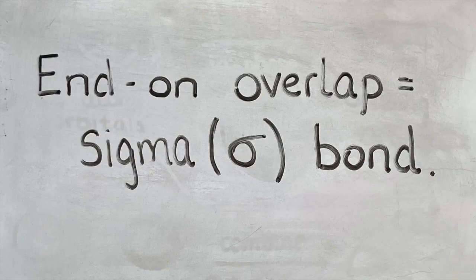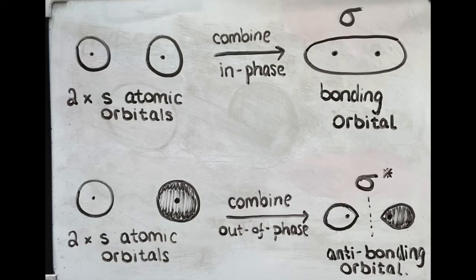Because we combine these two s orbitals in an end-on fashion, this is called sigma bonding. We denote the bonding molecular orbital as sigma, and the anti-bonding molecular orbital as a sigma star orbital. The star simply means anti-bonding. We can represent all this information by drawing a molecular orbital diagram.